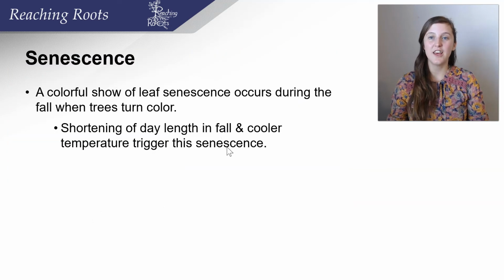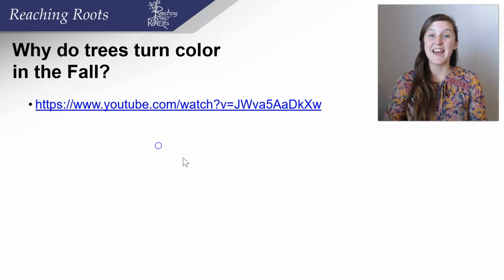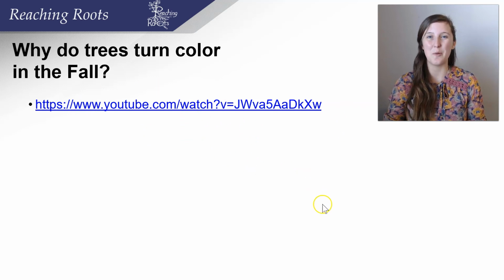In the fall, deciduous tree leaves senesce. This causes beautiful fall colors. It's signaled by the shortening of days in the fall and cooler temperatures. Next, I want you to watch this video, which explains why trees turn colors in the fall. After you watch this video, you'll return to this video, and I will give you 6 questions to answer about the video you just watched. You'll find the link to the video in the description of this video below.